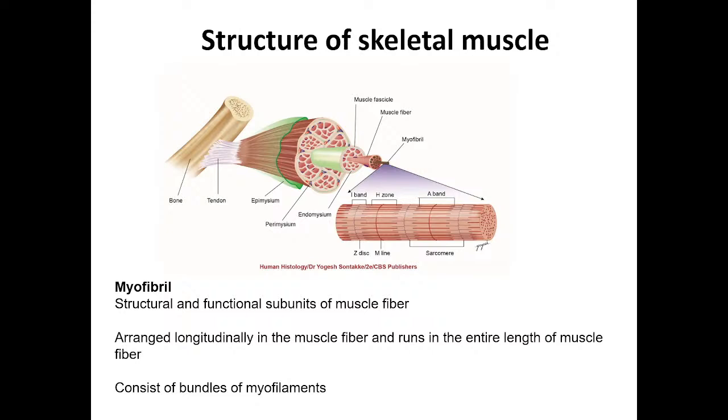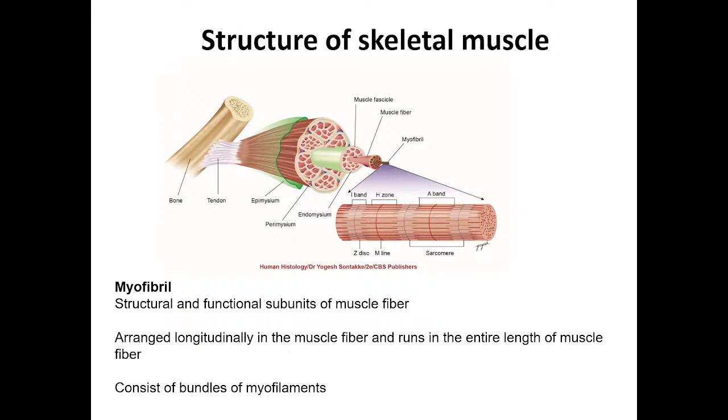Now, let us see further detail about the skeletal muscle, how dark bands and light bands are produced, and how contraction takes place. We are going to discuss this in a further slide. Now, we have seen the entire muscle is covered by what? Epimysium.